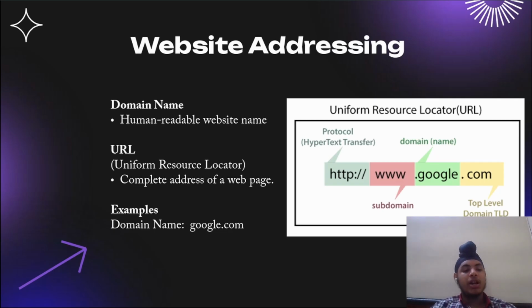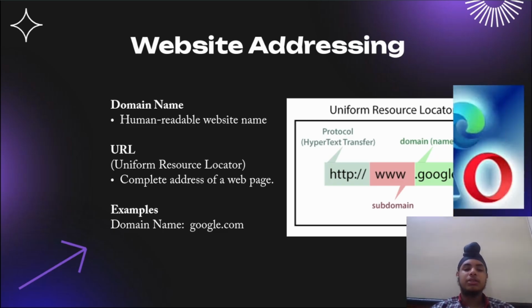A URL is Uniform Resource Locator. It is the complete address of the web page. This whole address that you can see in the image is a URL. Example, domain name google.com, and the URL you can see in the image, starting with http.